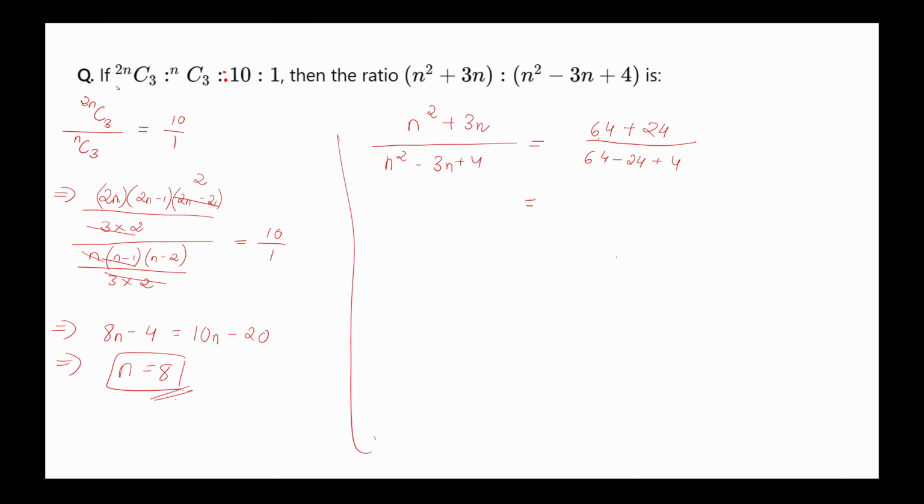So from here what do we get ultimately? This would become 88 divided by, here we are going to have, this would become 44. This cancels this out twice. So this becomes our answer.